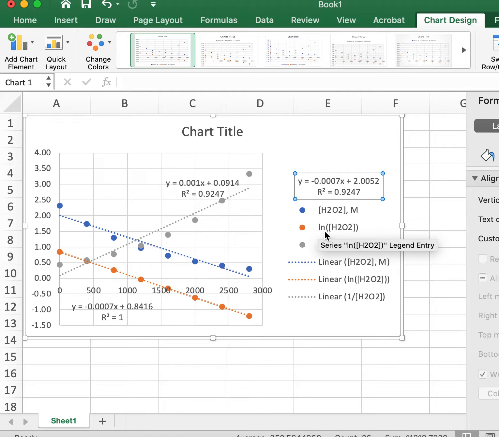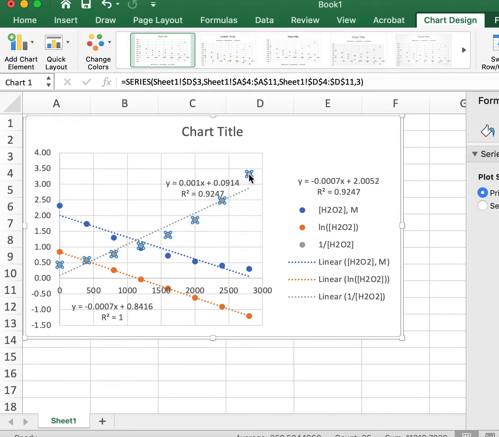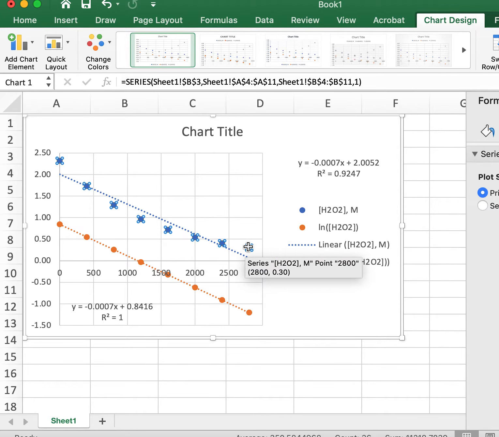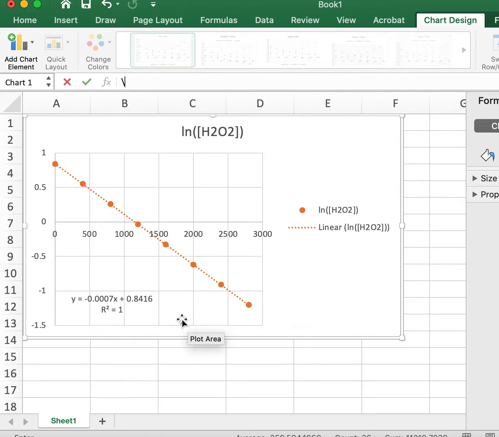And what you can do is put all of these on the same plot, though in the end, you can also delete all the data that you don't want to see, and be left with just the equation that you want and just the line. So now we have to determine from this the rate law. The rate law is first order, and the slope here is minus 0.0007.